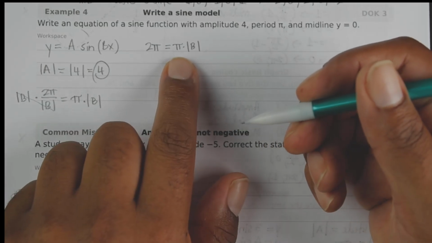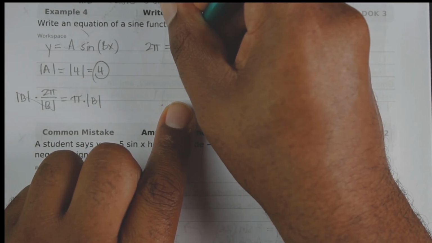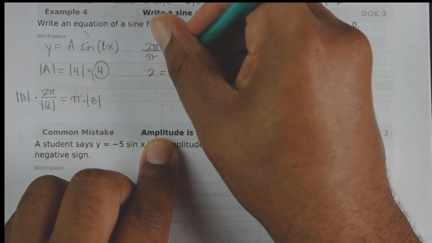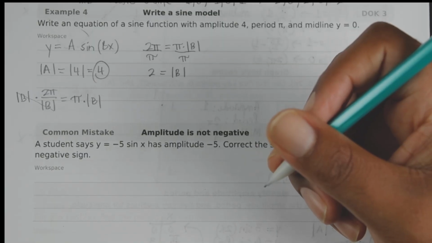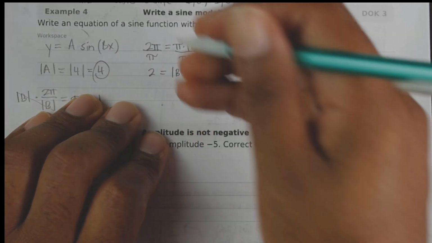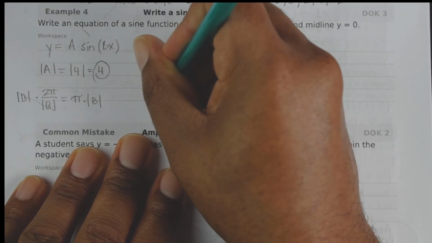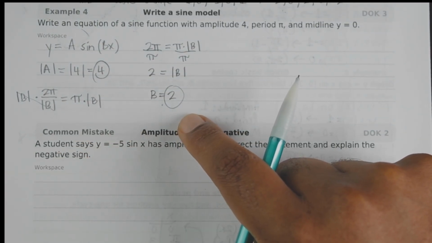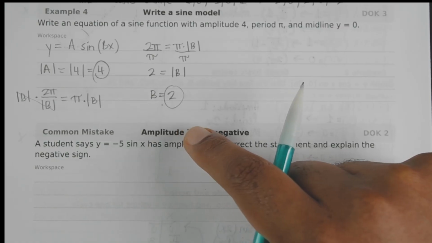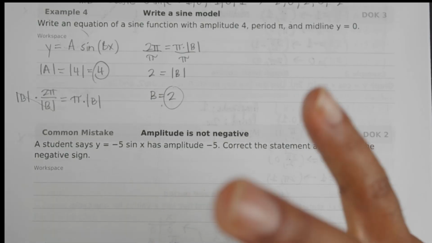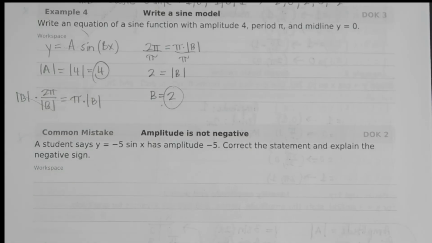Now what we can do here is simply divide both sides by pi. That would give us 2 is equal to the absolute value of b. So 2 equals the absolute value of b, therefore b is equal to 2. Now we found a and b, and it says the midline is y equals 0. So what does that say? That says that there is no vertical shift, just as with the standard ones that we've been working on.